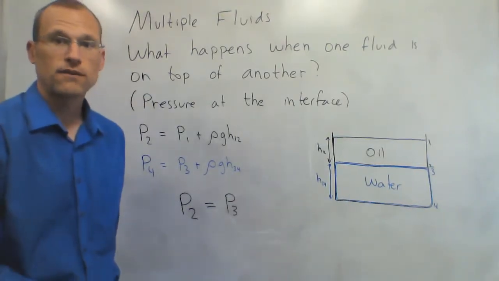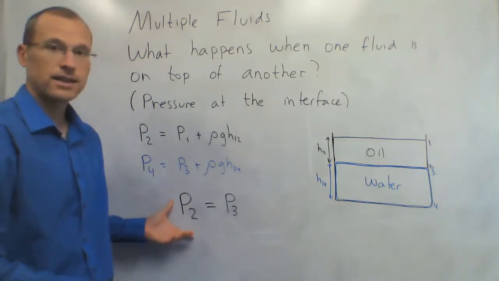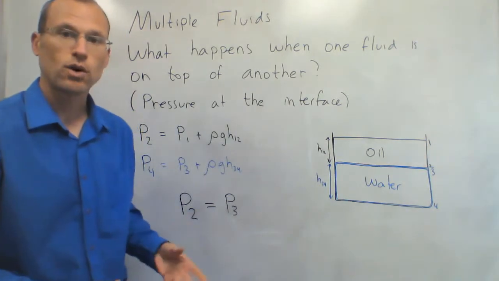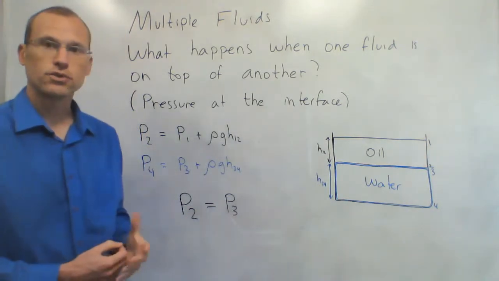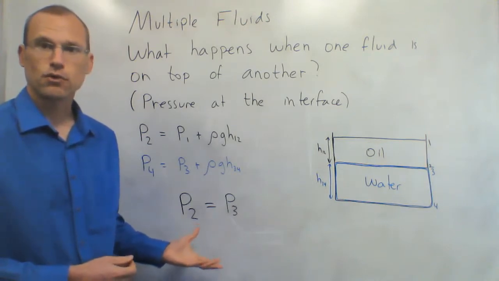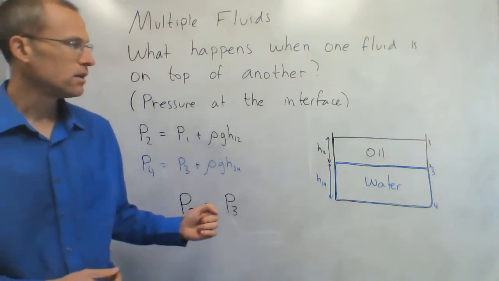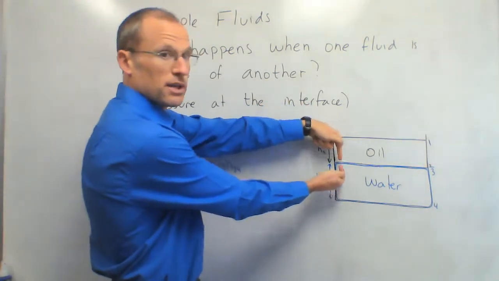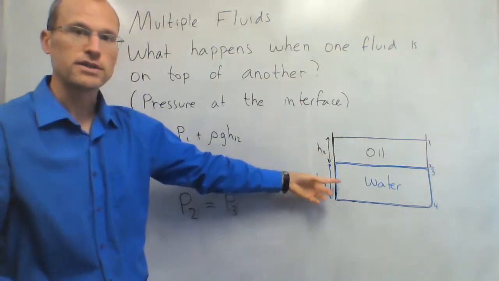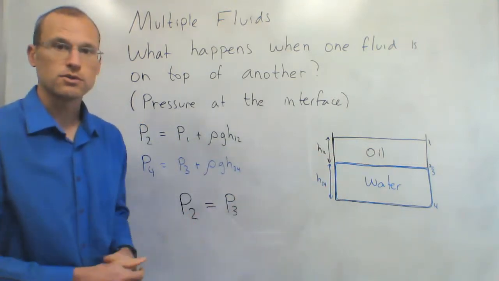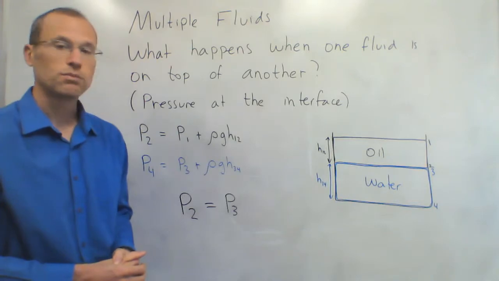And so some of you may have guessed, P2 has to equal P3. So the pressure at the bottom of the oil has to equal the pressure at the top of the water. The reason this is true, again, is because nothing's moving. Pressure is related to a force times area. So if I had a different pressure on the top and the bottom, I'd have a different amount of force pushing up and down, and that would cause some motion of this interface. Because it is motionless, the pressures need to be the same, so P2 for the oil has to equal P3 for the water.